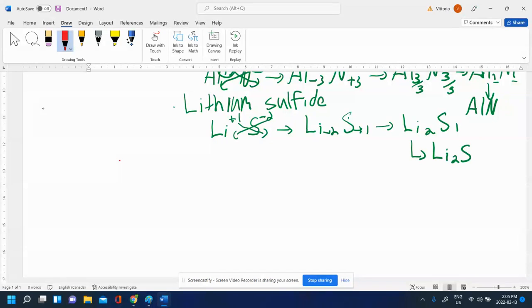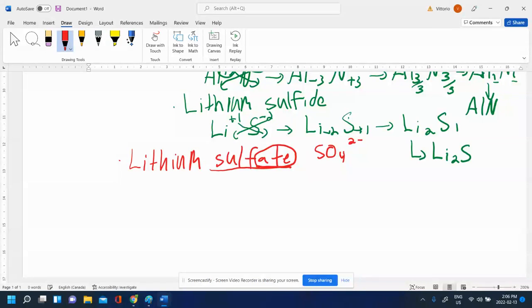So let's say I have lithium sulfate. You need to realize you have a ternary ionic compound by looking at the name. You have sulfate there. The "ate" indicates that you have a polyatomic ion. If you don't remember which polyatomic ion that is, you would go to your reference table and find that formula. Sulfate is SO4 2-.